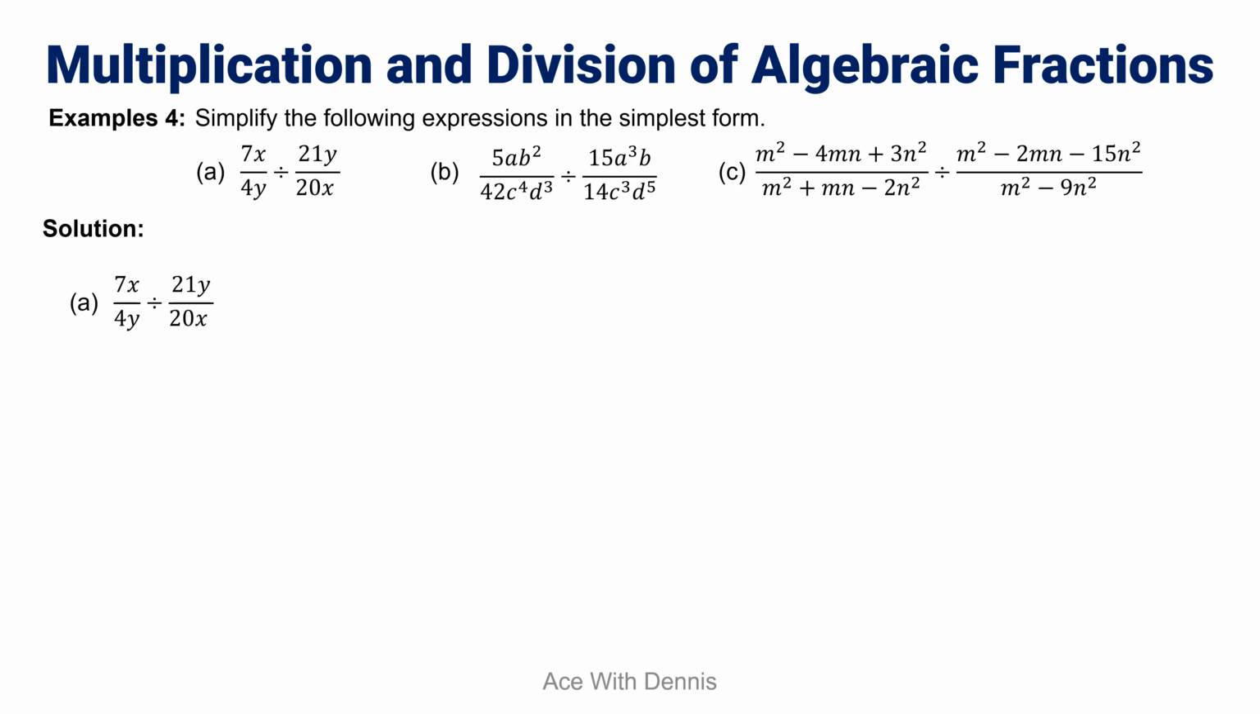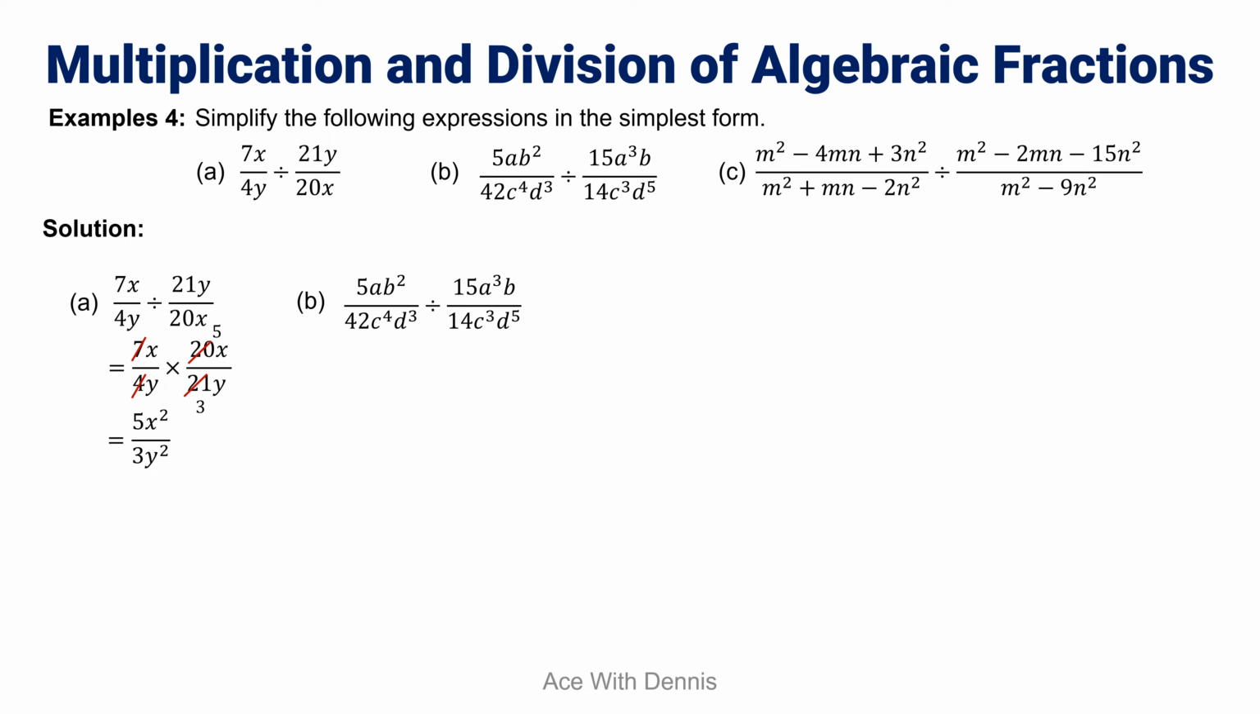So here's the solution. For A, 7x over 4y divided by 21y over 20x. In the very first step, we change the division sign to a multiplication sign and change the second fraction to its reciprocal. So it becomes 7x over 4y times 20x over 21y, because 20x over 21y is the reciprocal of 21y over 20x. After that, 20 divided by 4, we get 5. 21 divided by 7, we get 3. Then we combine these two fractions together, and we get 5x squared over 3y squared.